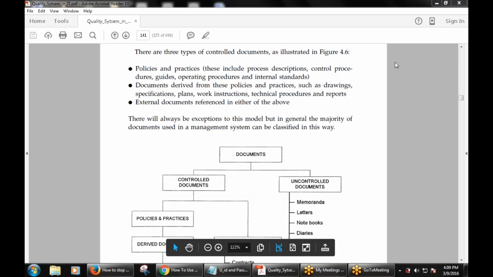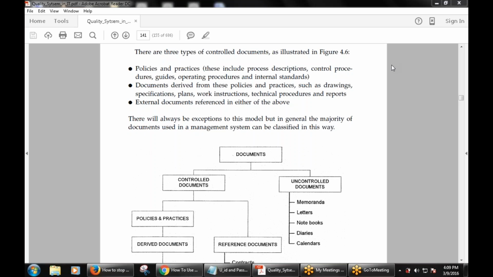You are doing good. Today I'm going to continue the same module, that is the quality systems in IT, in the same chapter, that is chapter number 4. In the last class we discussed some topics related to the document. So let's begin with the previous class session.